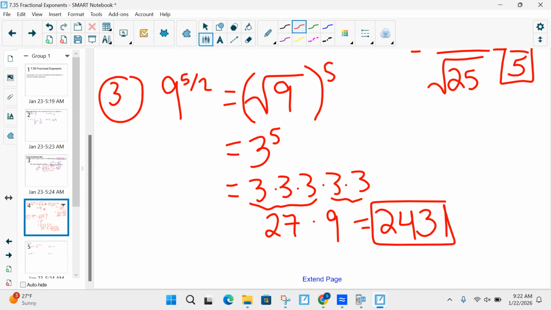Okay. So why would you start doing the 3 to the 5th? Is that just an example? Well, the square root of 9 is 3. So I simplified it as 3 to the 5th. And then I figured out what 3 to the 5th would be.